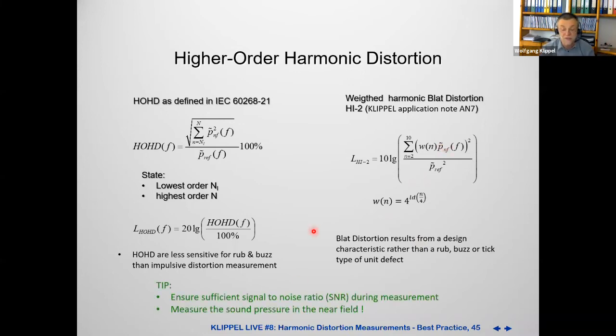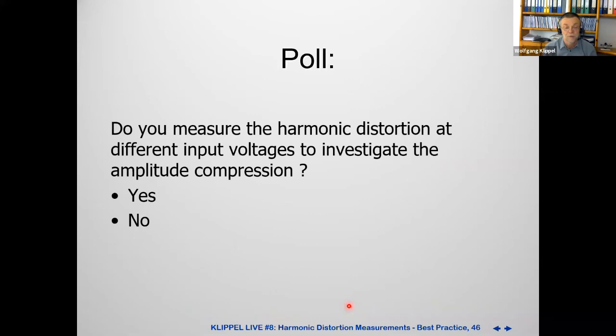What is important for that? Ensure sufficient signal to noise ratio, and make the measurement in the near field. That's important. Now our next poll: do you measure the harmonic distortion at different input voltages to investigate the amplitude compression? Please give me your poll. 90% say yes and only 10% no. I say you should measure at different voltages.